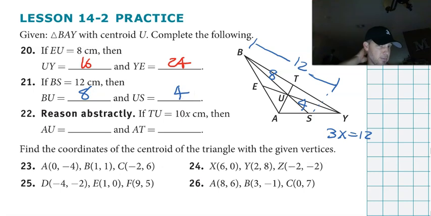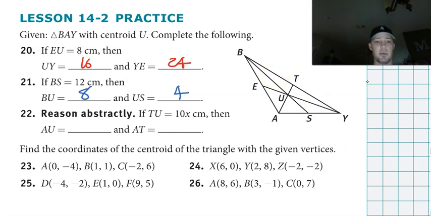So I did that one really easily with some segment addition, and the relationship was this was twice as much as this, so whatever this is, x, this is just going to be 2x here. On the last one, number 22, if TU equals 10x, what is AU? We don't actually have values on this one, so AU would be twice as much, 20x, and AT would be the whole thing, 30x. That one wasn't too bad at all. That was actually pretty easy.